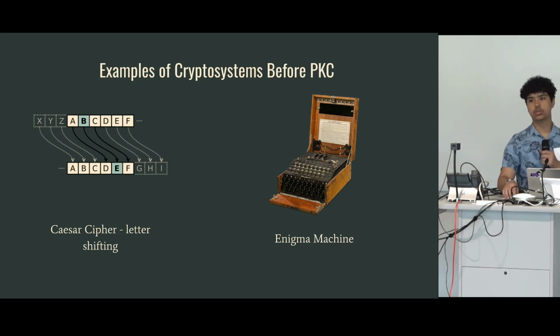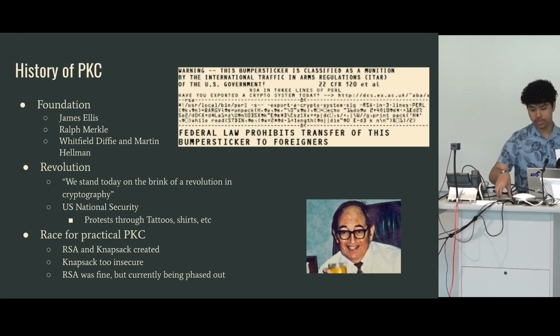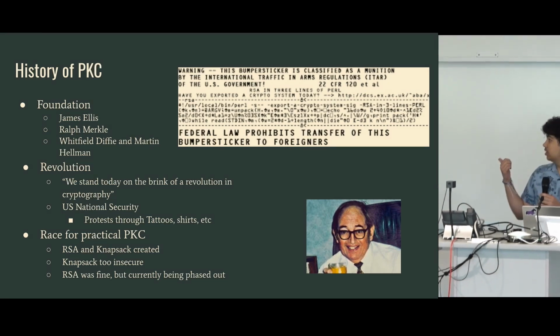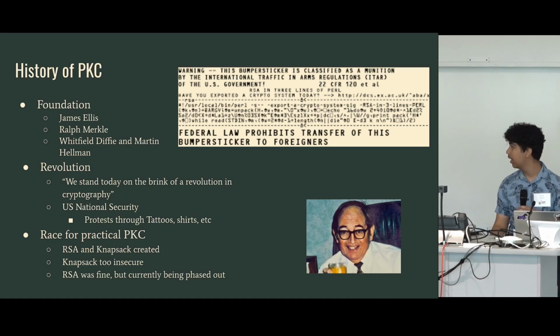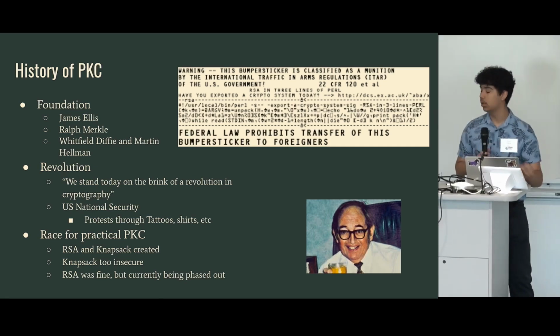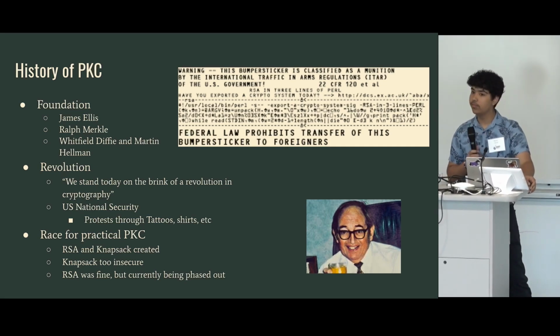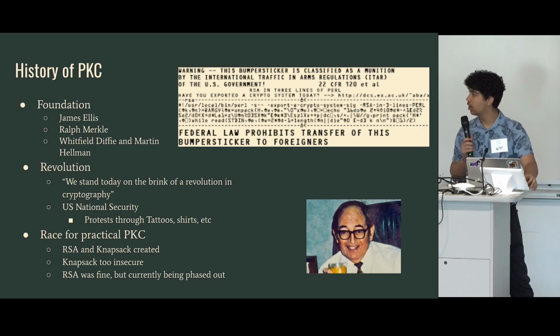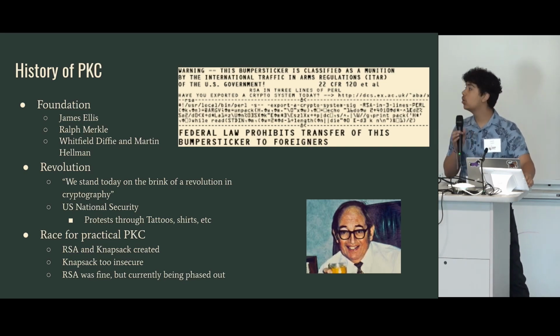One of the main issues of the cryptographic systems we had before PKC was that you needed to meet beforehand in order to establish what the codes were. This changed with James Ellis, Ralph Merkle, and Whitfield Diffie and Martin Hellman. Essentially, the three groups found out about public key cryptography around the same time. James Ellis was the first. He worked for the British government, and most people don't credit it to him because he could only release it after his death in 1997.